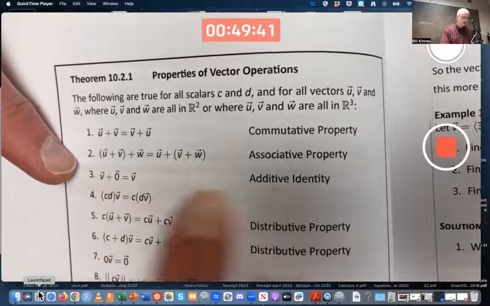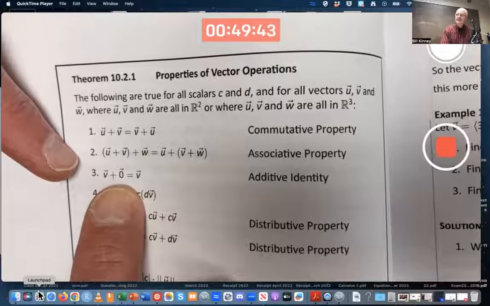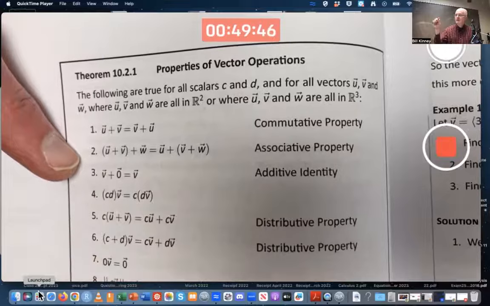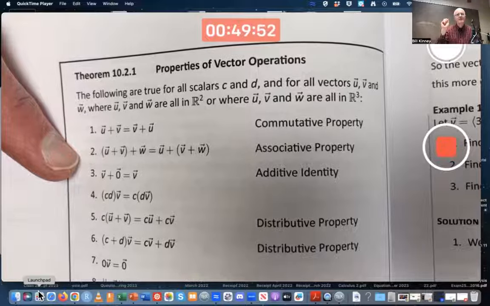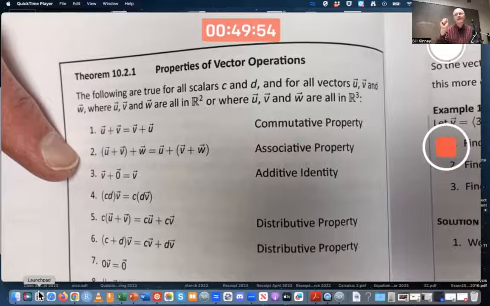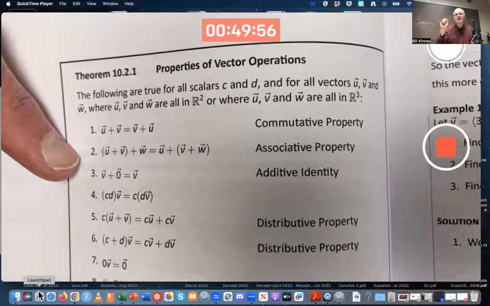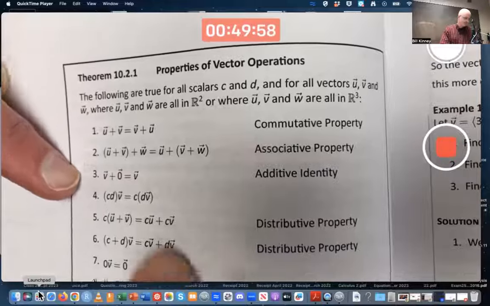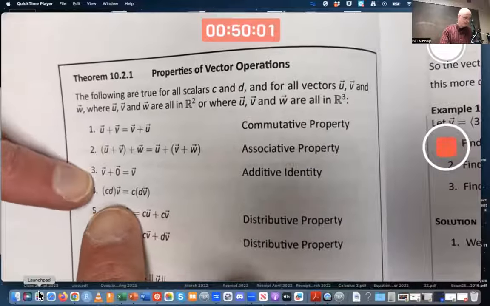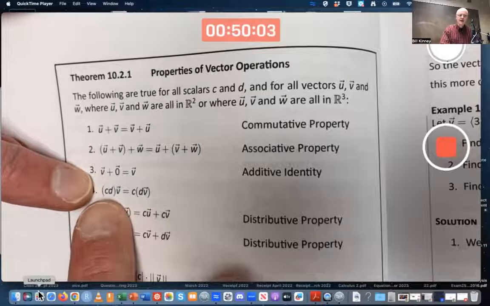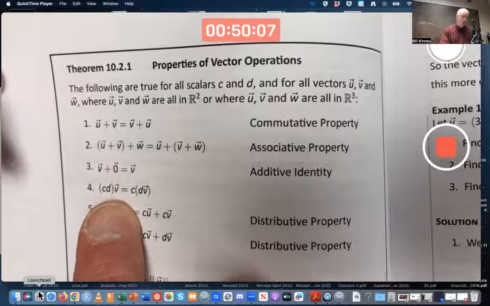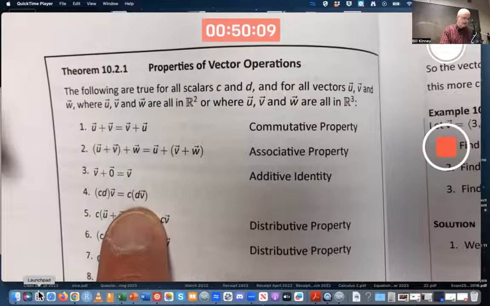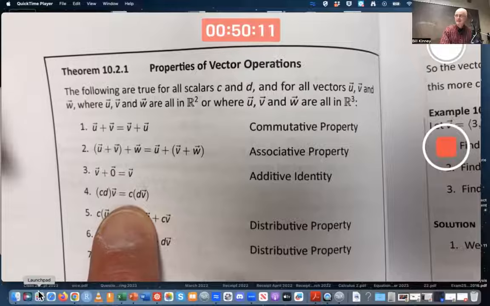This one is the zero vector is the additive identity. In terms of components, the zero vector is 0, 0, 0. Geometrically, it's just a degenerate arrow. It's just a dot, a point, an arrow with no length and no direction. If C and D are scalars, you can first multiply C times D, the product of those two numbers, before rescaling V, or you can rescale V by D before rescaling that vector by C.